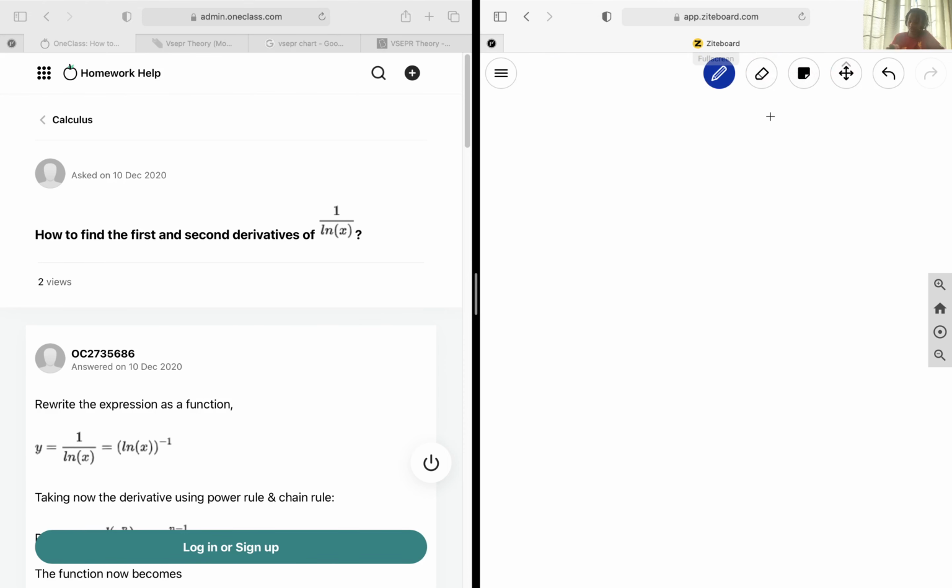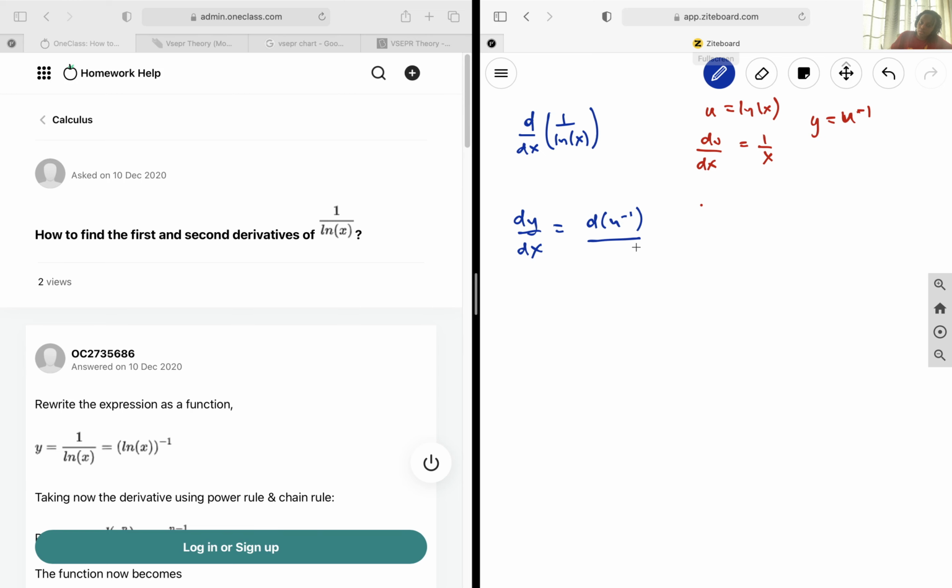Okay, next up we want to find the first and second derivatives of 1 over ln x. So to find the first derivative, we are going to set u as ln x. So du over dx is going to be equal to 1 over x. And then we're going to use the chain rule here and set y is equal to u to the power of negative 1. So we know dy over dx is going to be equal to dy over du multiplied by du over dx.